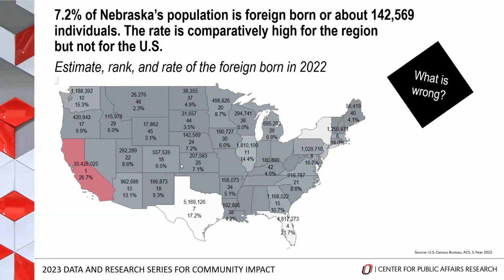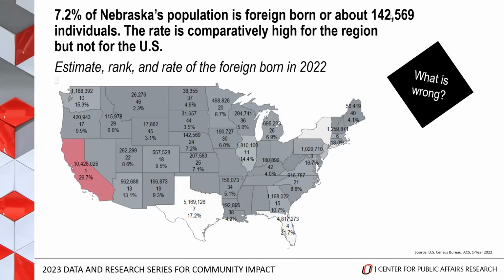Thank you for that. So what's wrong with this map? What I've done here is I've color coded on the estimate. So in this case, like 10 million people versus Nebraska, 142,000. I've told you about the percent.